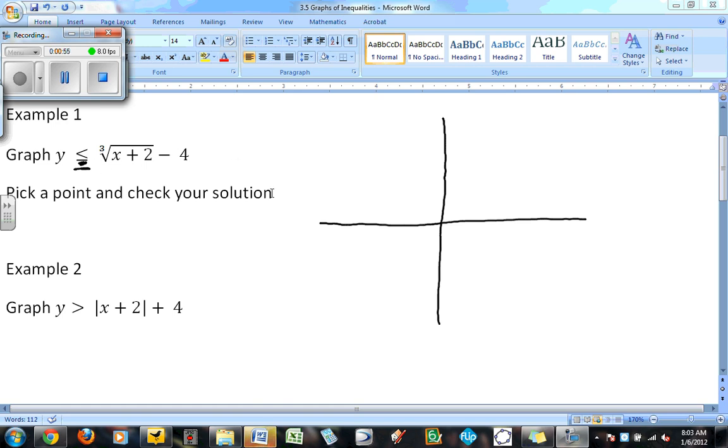So we know what the cube root graph looks like. It was in our parent graphs. And we know if it's inside the root, it's going to move opposite the sign. So we're going to move left 2, and then it's going to move down 4: 1, 2, 3, 4, because of this negative 4 on the outside.